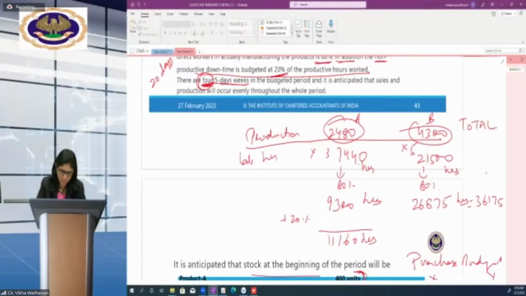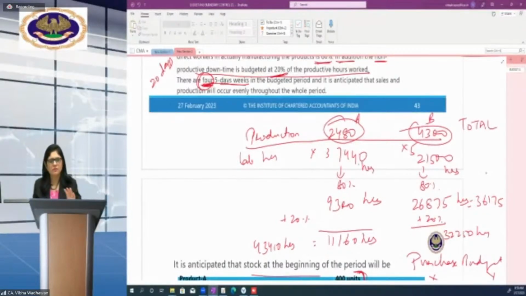Similarly, for product B, 26,875 plus 20%, that is 32,250 hours the laborers were paid, plus 11,160. So they were paid 43,410 hours. Now, I hope the question seems correct to you.